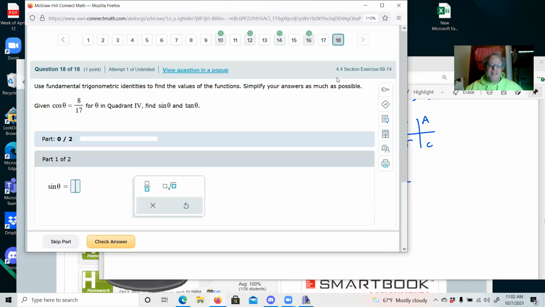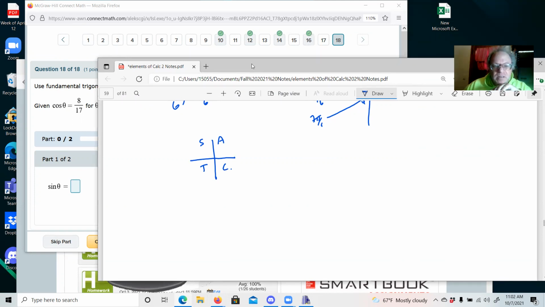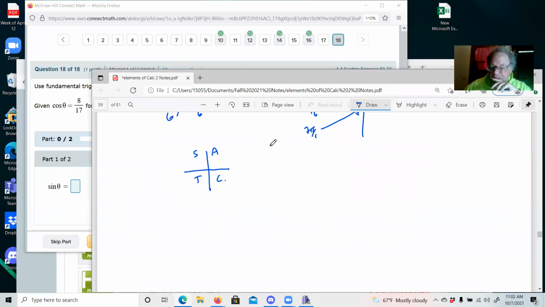Last one here. Okay, given, oh, look at that. Given that cosine is 8/17 again. So I just did the 8, 15, 17 triangle, so we don't have to worry too much about the arithmetic, but we will go through it. Given that cosine is equal to 8/17, but it's in quadrant 4, which things are positive in quadrant 4? Only the cosine is. So the sine and tangent here are both going to be negative values.